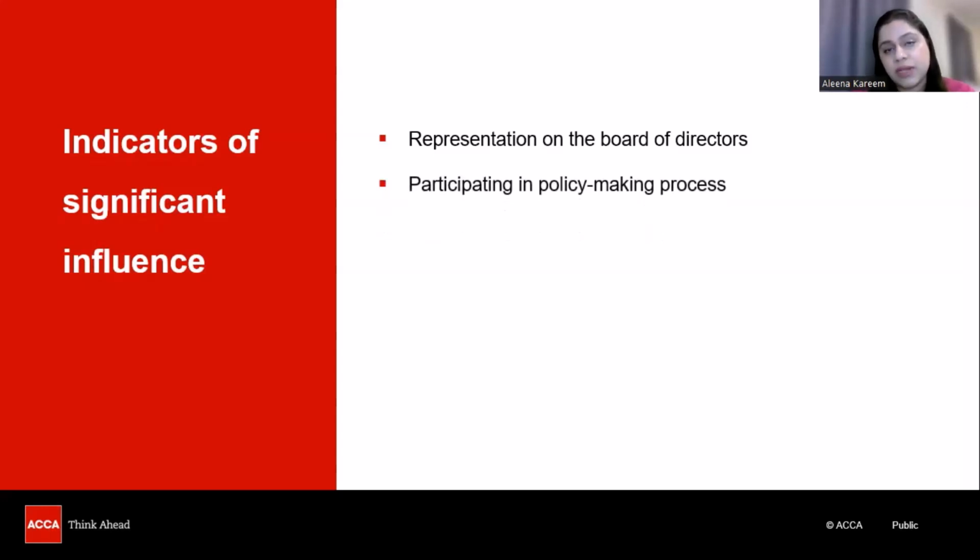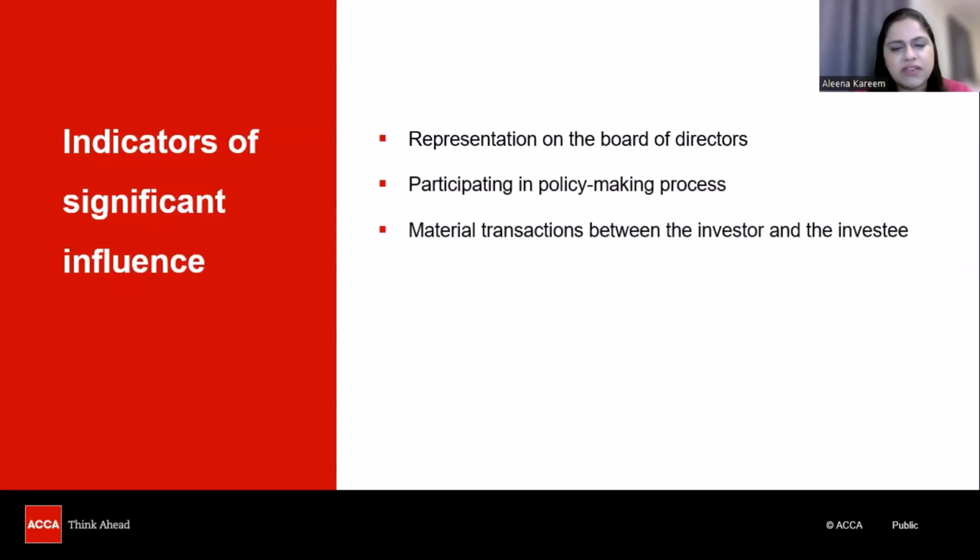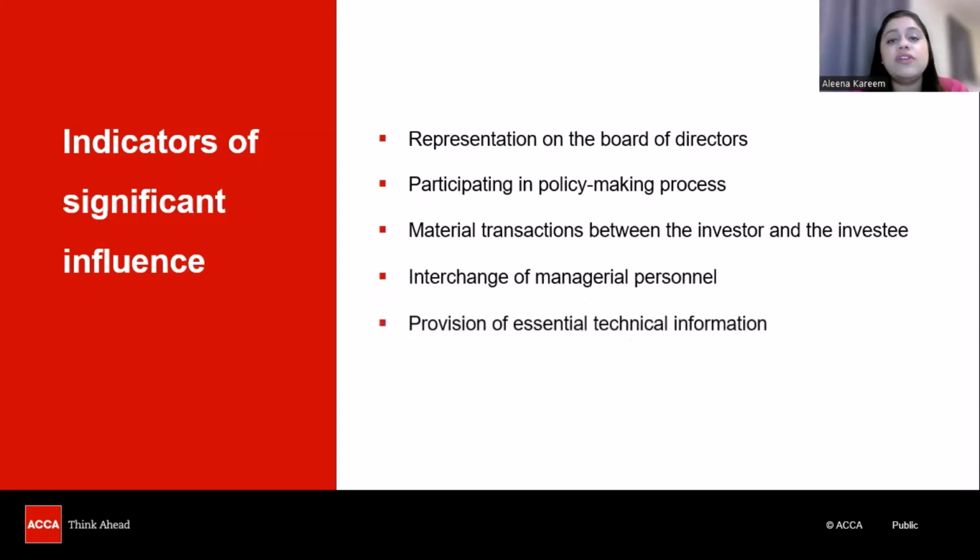Then participating in the policy-making process, that's clear from the definition also. Material transactions between the investor and investee. That is also a very strong influence or a level of control. There's not complete control, but still there is enough power that decision-making can be affected. If not completely in your own hands, at least it can be affected. Interchange of managerial personnel, provision of essential technical information. Once again, the whole point is that if something very important for your business is in the hands of the parent company, then it automatically has a significant influence.